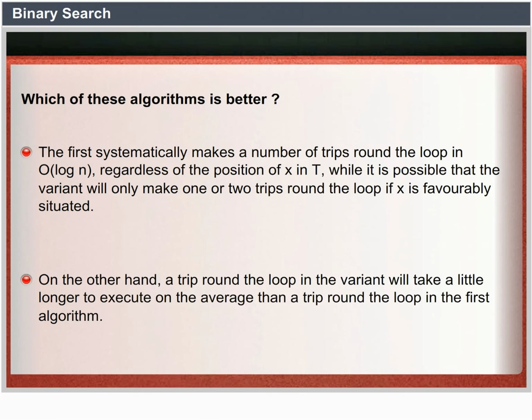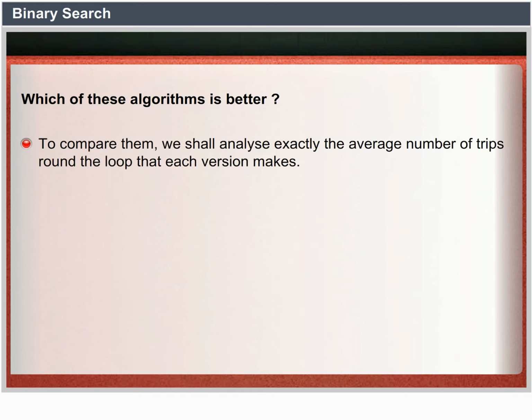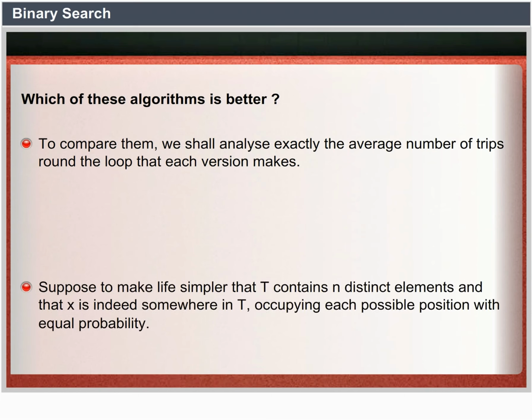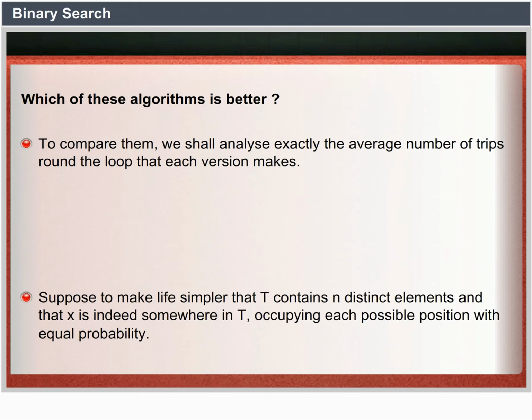On the other hand, a trip round the loop in the variant will take a little longer to execute on average than a trip round the loop in the first algorithm. To compare them, we shall analyze exactly the average number of trips round the loop that each version makes. Suppose, to make life simpler, that T contains n distinct elements and that x is indeed somewhere in T, occupying each possible position with equal probability.